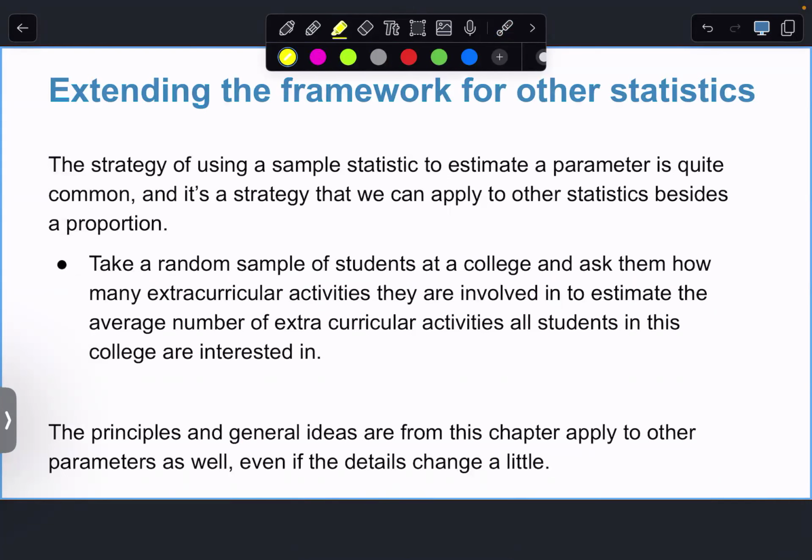What's really neat is the central limit theorem applies to other distributions as well. So the strategy of using a sample statistic to estimate a parameter is very common. It's all of inference. And so we can use this strategy and the central limit theorem, which apply to other statistics besides a proportion. We're going to start with proportions, one sample proportions in fact, and then we're going to build out to means.